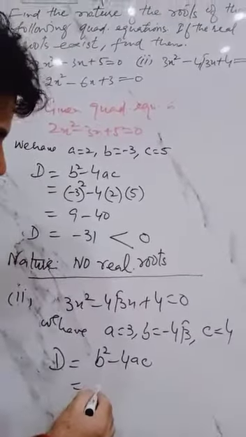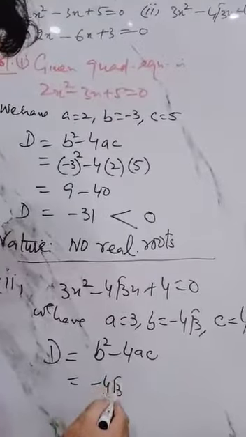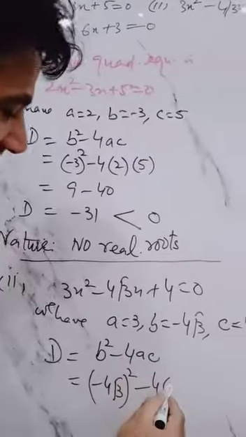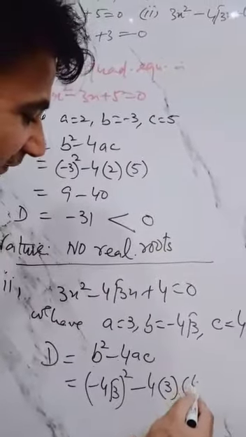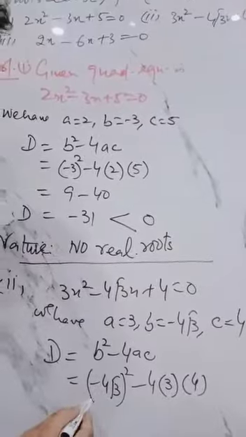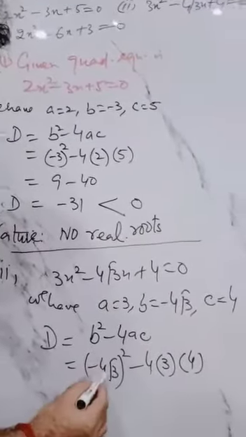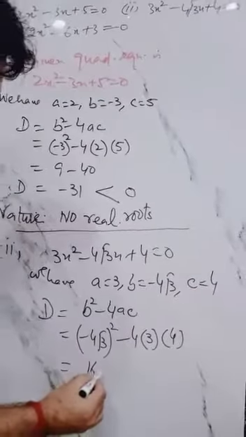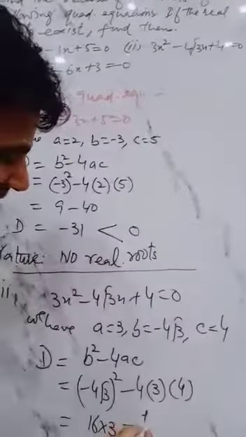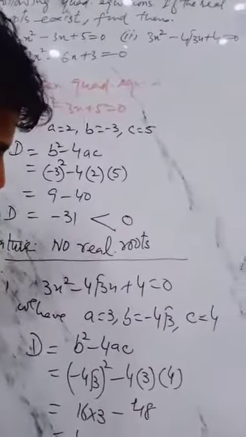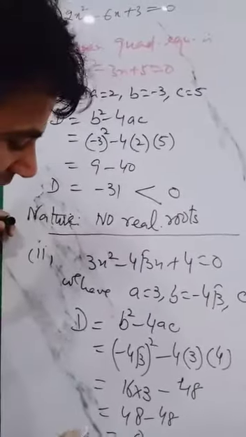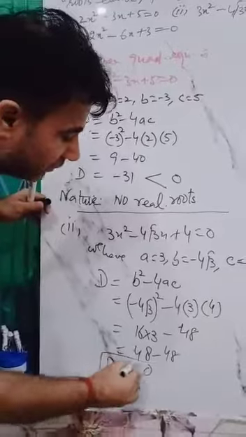So what is your b? That is minus 4 root 3 whole square minus 4 times a. The value of a is 3 and the value of c is 4. Therefore D becomes 16 into 3, that is 48, minus 4 threes are 12, 4 twelves are 48. That means 48 minus 48 is equal to 0. So the discriminant is equal to 0.